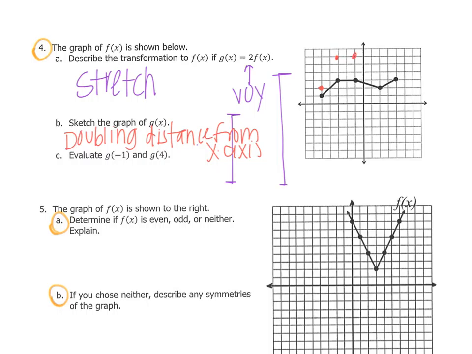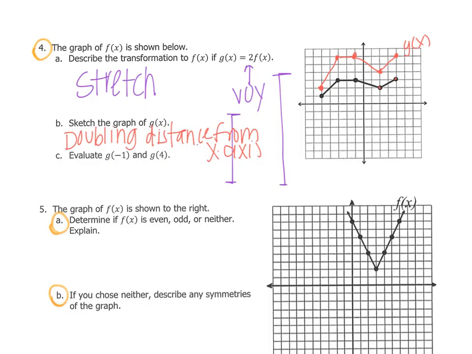The next point is actually at the same height. Started at 3, 3 times 2 means I'm 6 away in total. The next one we're up at positive 2, so instead, positive 2 times 2 means my new graph is up at positive 4. My next point here on the very end is up at positive 3. Double that distance, so now we're up at positive 6. And we're going to connect. And this is g of x.